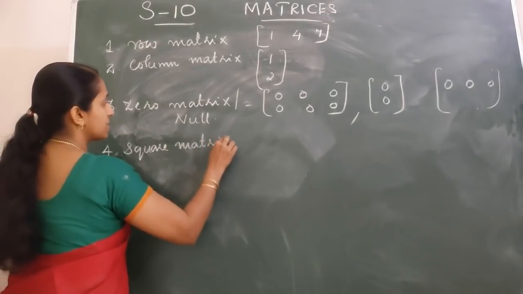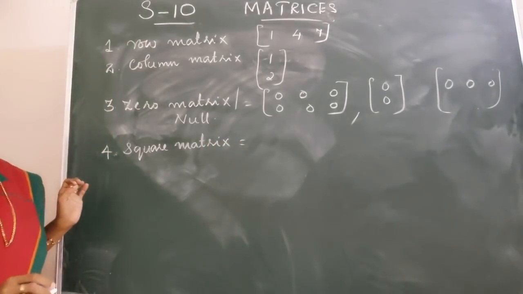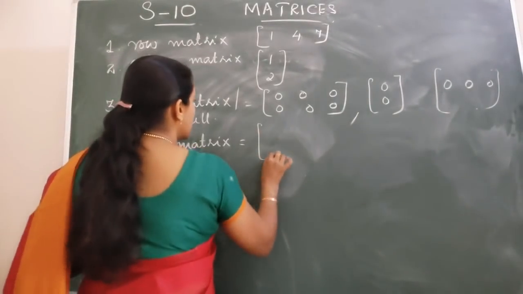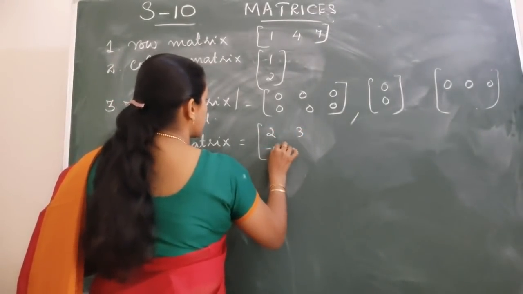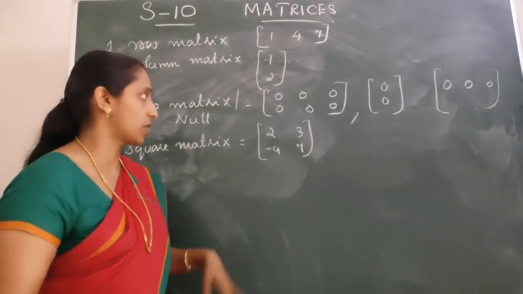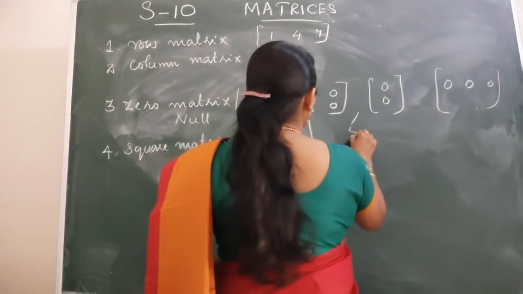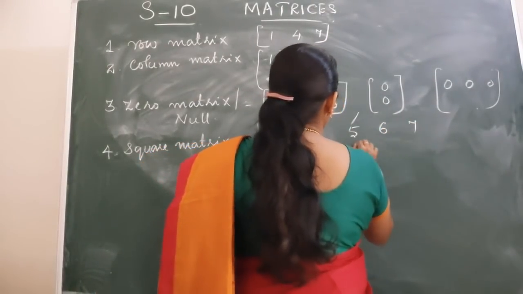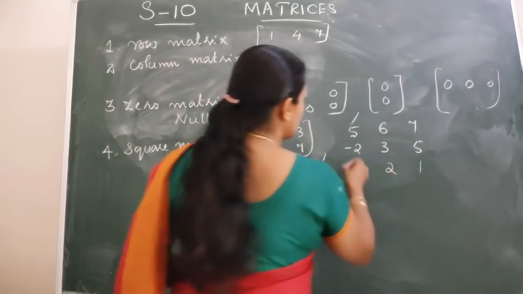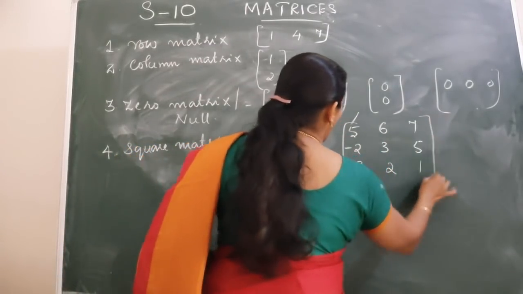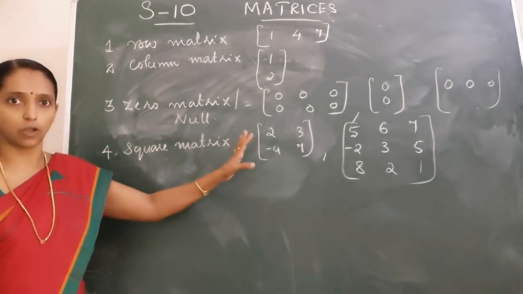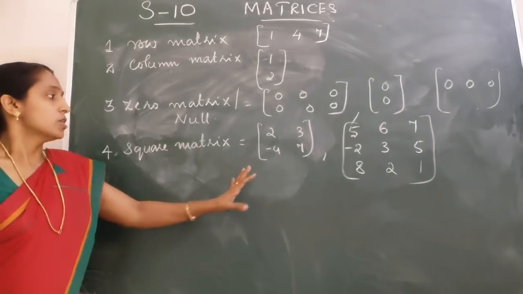Square matrix means the number of rows is equal to the number of columns. For example, 2, 3, minus 4, 7 has 2 rows and 2 columns, so it is a square matrix. Another example is 5, 6, 7, minus 2, 3, 5, 8, 2, 1, which has 3 rows and 3 columns. That is also a square matrix. Rows and columns are equal, so it is known as a square matrix.